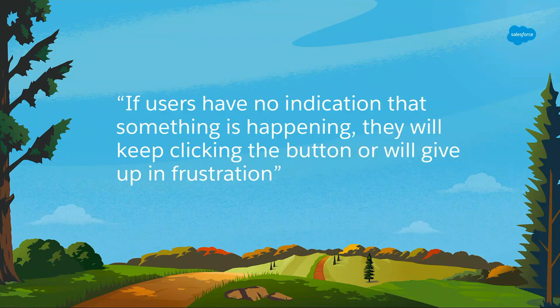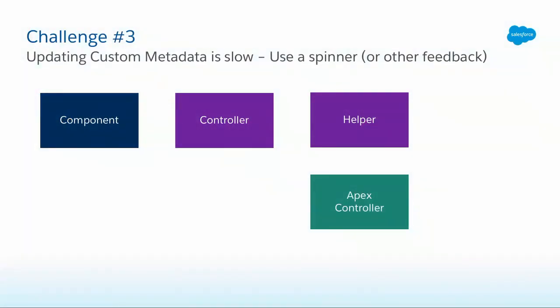So we need some sort of feedback because we know that if users have no indication that something's happening, they're just going to keep on clicking and then they're going to give up. And if you've ever built a Lightning component, you know that having the user just keep clicking a button is just not good. You never know quite exactly what's going to happen. So we really want to give some feedback. The way we might do that is through, say, a spinner, right? A standard spinner that appears when it's doing something.